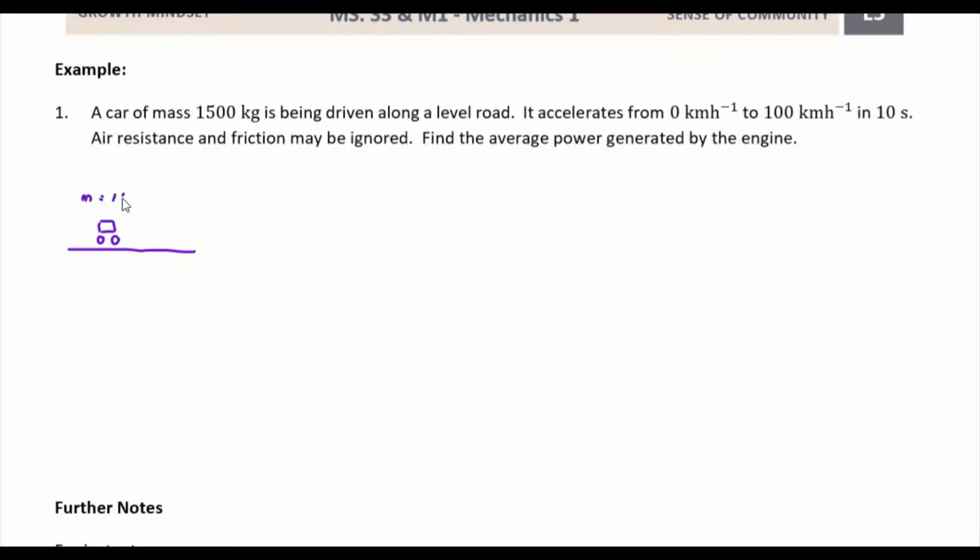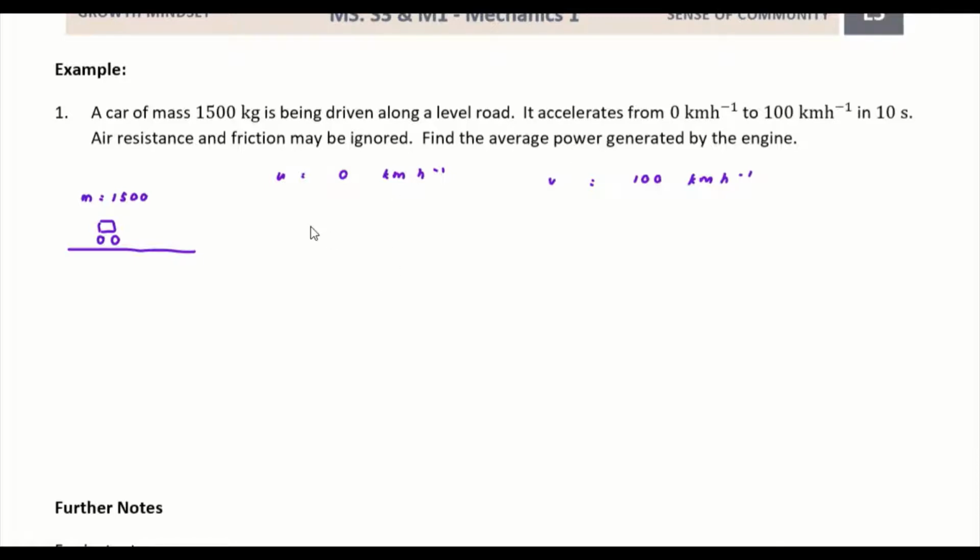So this car accelerates from 0 km per hour until 100 km per hour, so the u is 0. Please be noted that the unit here is km per hour, so later we are going to change it as well. So 100 km per hour in 10 seconds. The air resistance and friction can be ignored. So the question wants to find out the average power generated by the engine.